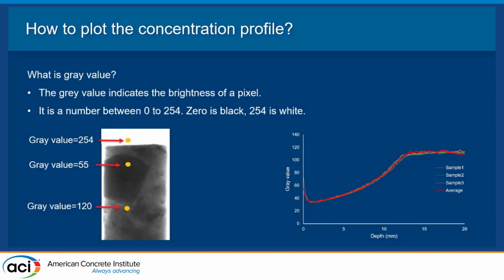In this graph, you can see the gray value is lower at the beginning and it becomes higher. Why? Because the solution penetrated. In the top part of the sample, we have solution, so the gray value is lower, and then it increases because the solution doesn't reach the depth of the sample.